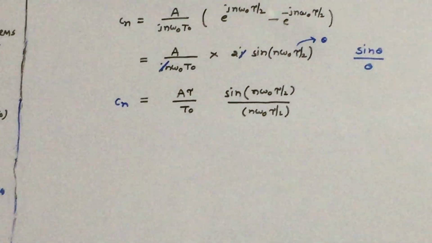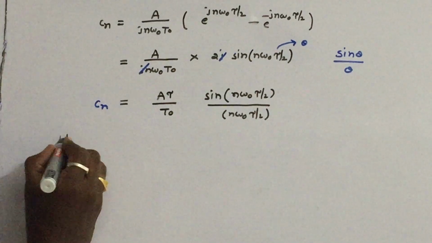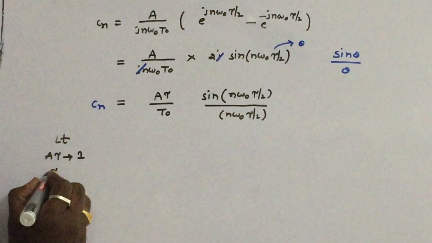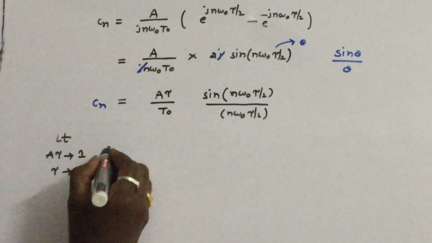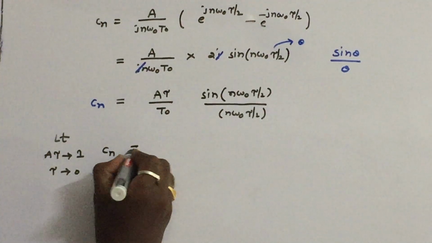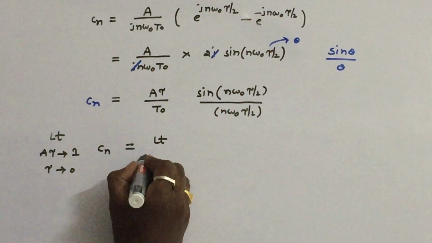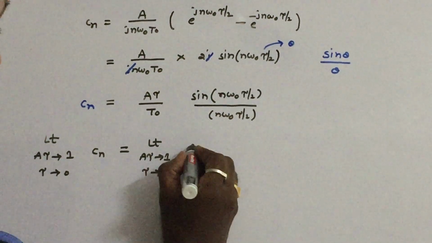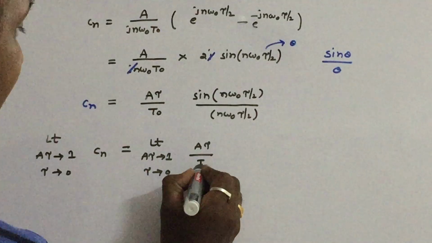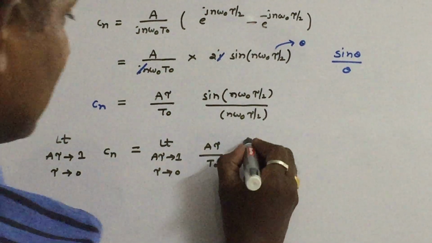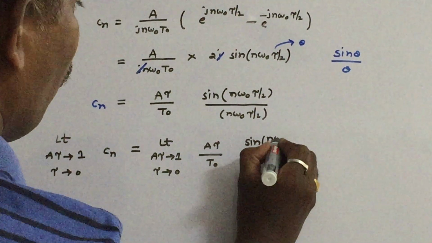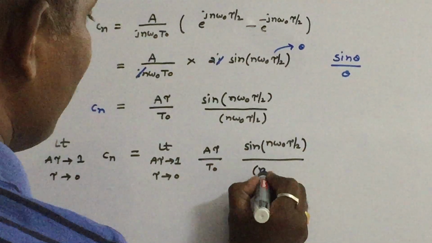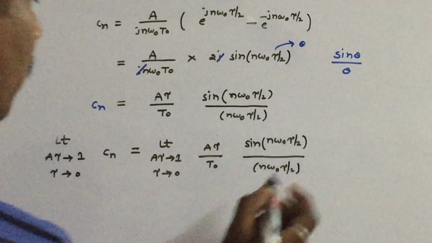So for rectangular pulses, what do we have to substitute? Let the area of each rectangular pulse tend to 1 and the width of the rectangular pulse tend to 0. Then it will become an impulse. So therefore limit A tau tends to 1, tau tends to 0. That is what we are substituting here. A tau by T naught sine of n omega naught tau by 2 by n omega naught tau by 2.